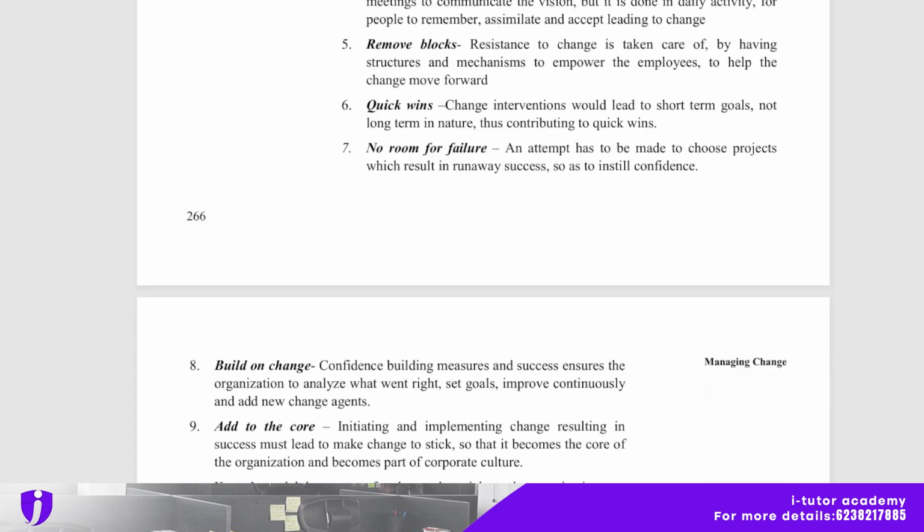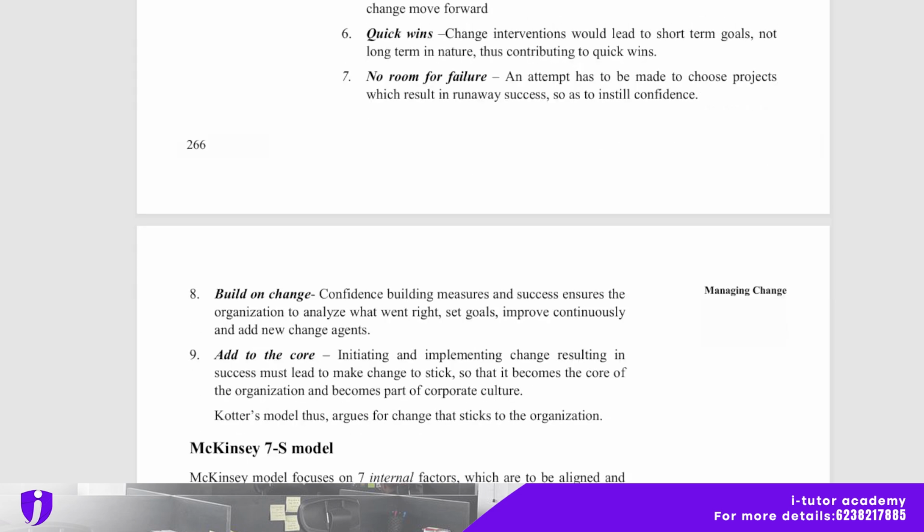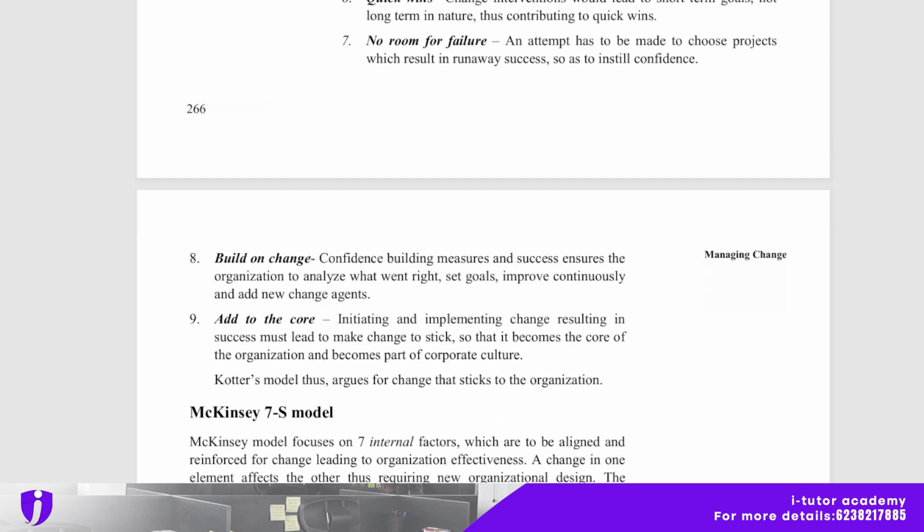Next is remove blocks. Resistance to change is taken care of by having structures and mechanisms to empower the employees to help the change move forward. Next is quick wins. Change interventions would lead to short-term goals, not long-term in nature, thus contributing to quick wins. And the next one is no room for failure. An attempt has to be made to choose projects which result in runaway success so as to instill confidence. And next is build on change, and the last one is add to the core.